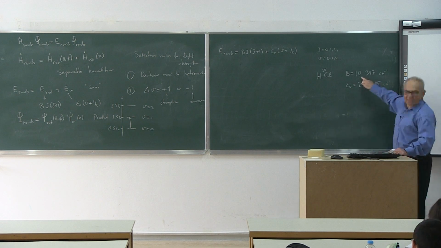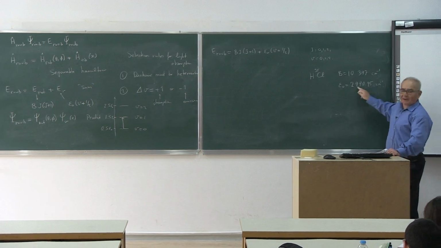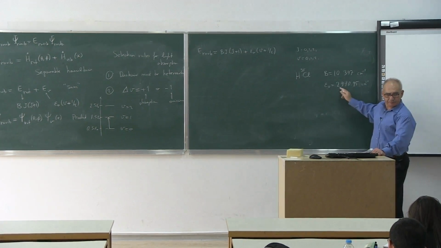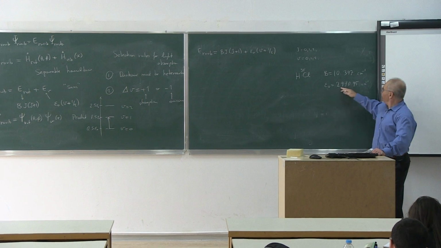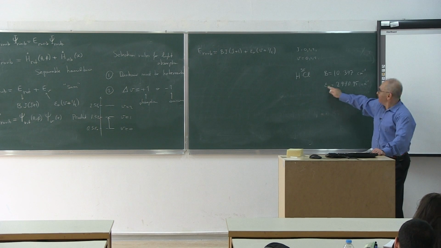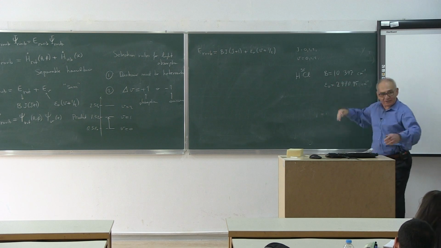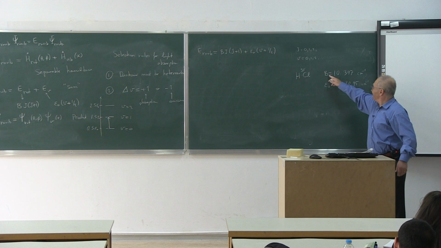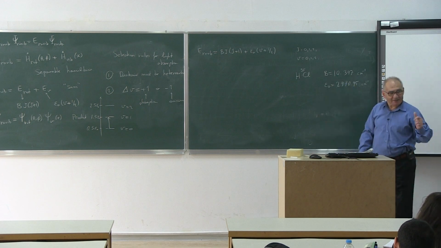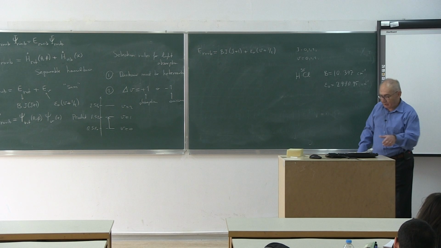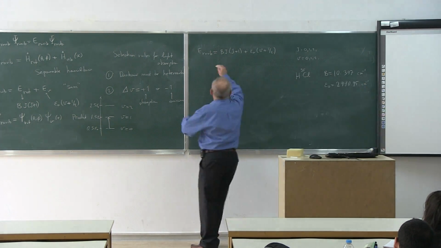Okay, now take this as 10, and this one as 3000. You see that this is a vibrational property, a vibrational quantity. This is the rotational constant. The vibrational constant is 3000. The rotation constant is only 10. So the vibrational constant is how many times larger than the rotational constant? 300 times, isn't it?